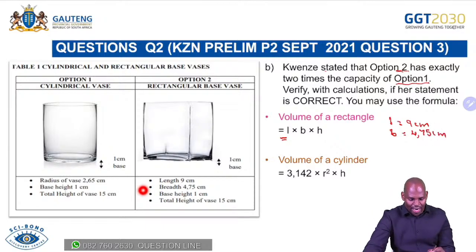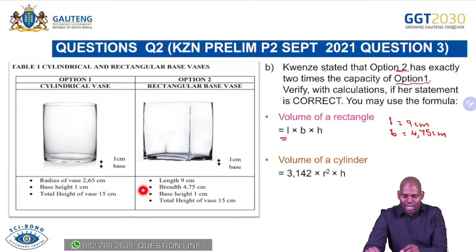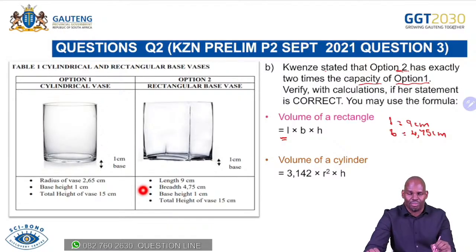And then our height. Now we need to be careful, because the information that is given there is the total height of the vase is 15 centimeters, but they say the capacity. So we want to know the space inside. So for the space inside, we have to use the height from inside.